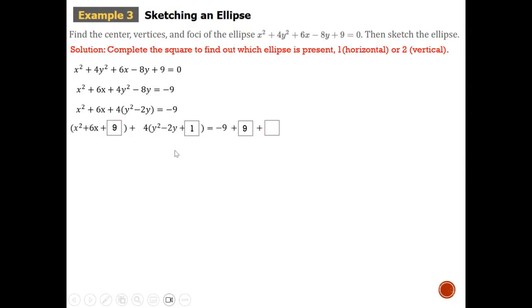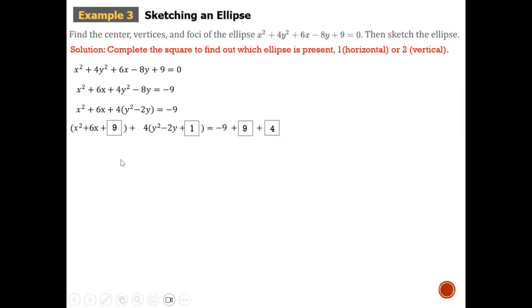Okay, now guys, here we have to be real careful. 1 does not go here. Why? Because there's a 4 here in front. If there was no 4, then 1 also goes on the right side. But see, we have a 4. We have to multiply 4 times 1, which will give us 4.